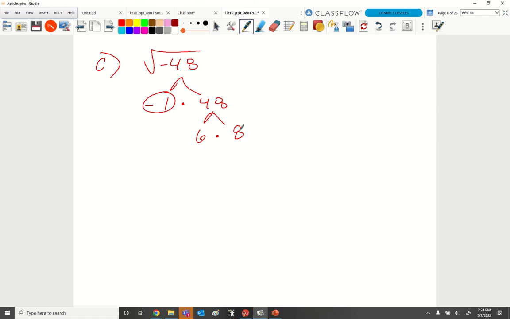Are both of these prime? Are either of them prime? No. Can I break down the 6? Yes. What do I break down to? 2 and 3. What about the 2 times 4, right? All right. Is 4 a perfect square? I'm going to circle the 4 because that one is a perfect square.